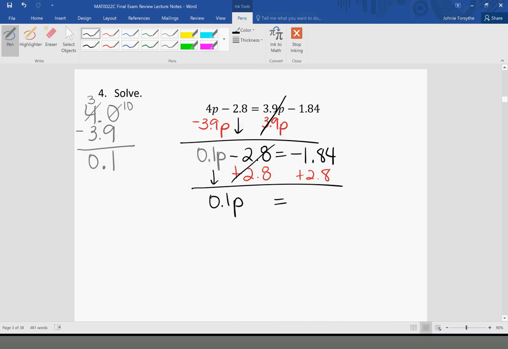So I have different signs, so I'm going to subtract and take the sign of the larger number. So since the 2.8 is bigger than 1.84, the answer is going to be positive, so I'm going to take the difference. So I'm going to do 2.8 minus 1.84. So I'm going to put a 0 here as a placeholder. I'm going to borrow from here. 10 minus 4 is 6.